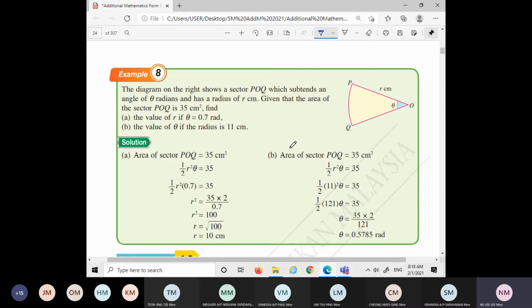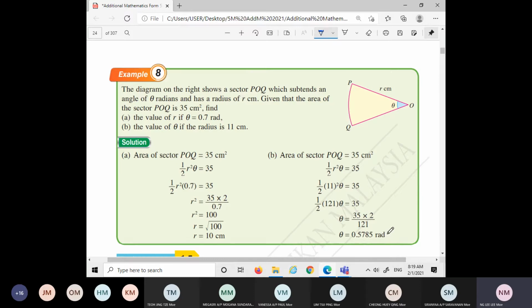For B, they still use the area of sector as 35, but now they give you the radius as 11, asking for theta. So you plug in the radius, r, as 11, and find theta. Here 11 squared is 121, same thing. 121 as numerator goes to this side and becomes the denominator. The 2 as denominator goes to the other side and becomes the numerator. Then press the calculator and you will get your answer.